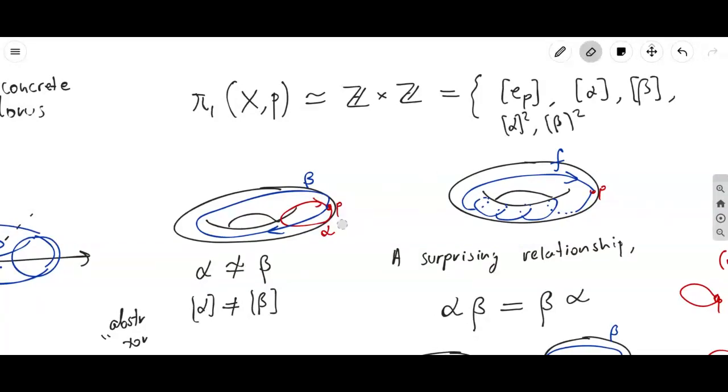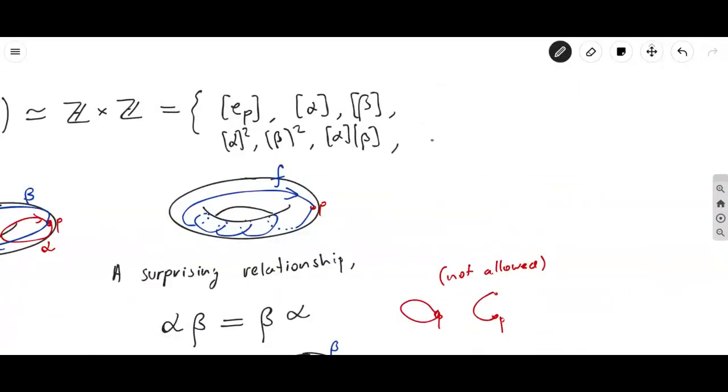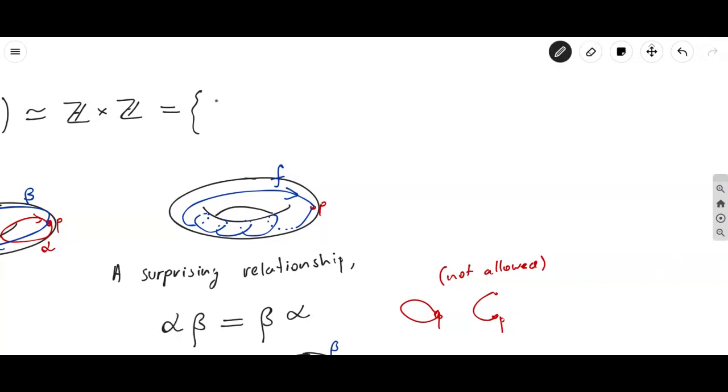Alpha squared is just a path that winds around the inner radius twice. Then you would have alpha times beta. But you're not going to write beta times alpha, because that would be the same thing, because of this relationship down here. Maybe I should not use brackets. Maybe alpha should just represent the whole equivalence class. So you have the identity, which we normally call 1. So 1 here does not represent the number 1. That's just the identity homotopy class. We said you have an alpha, a beta, alpha squared, alpha beta. Beta alpha is the same thing.